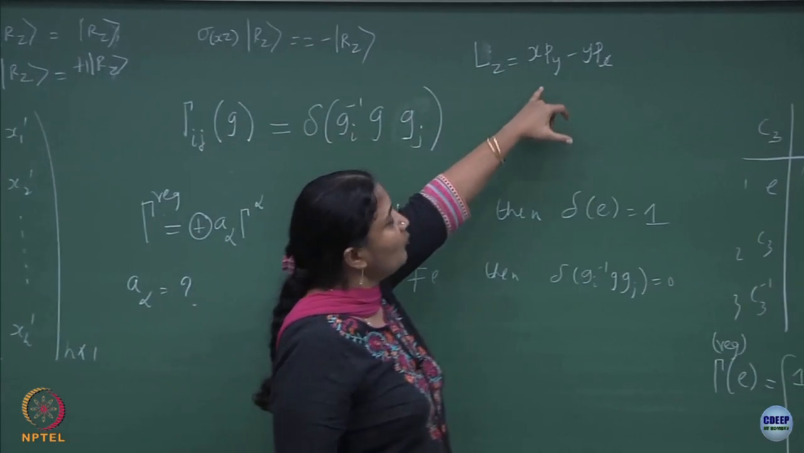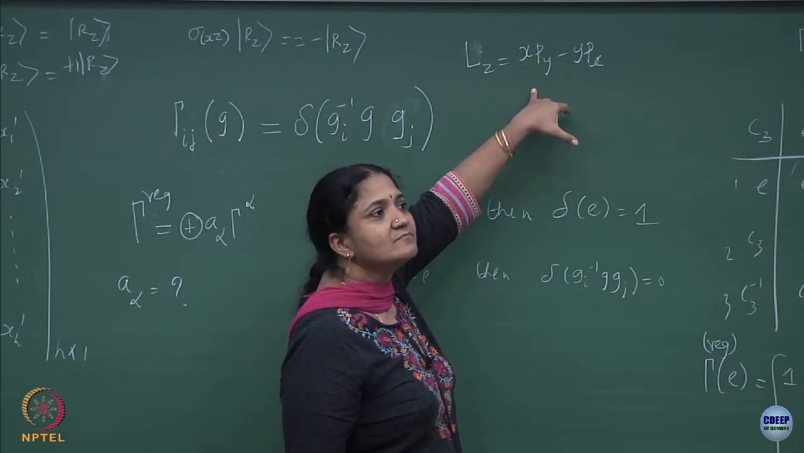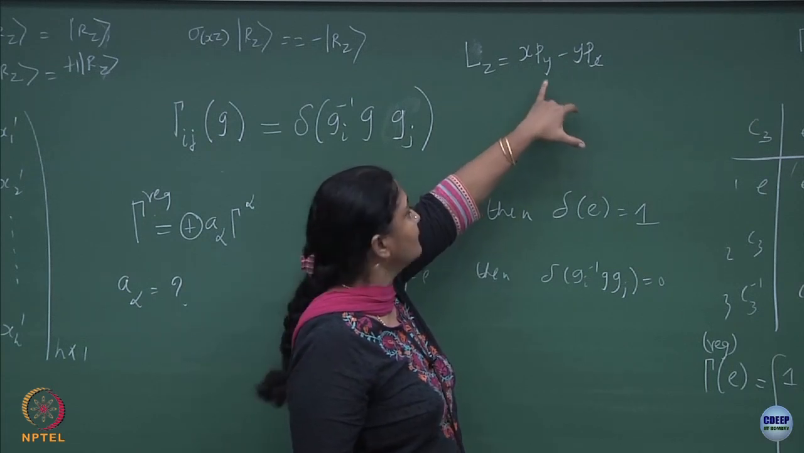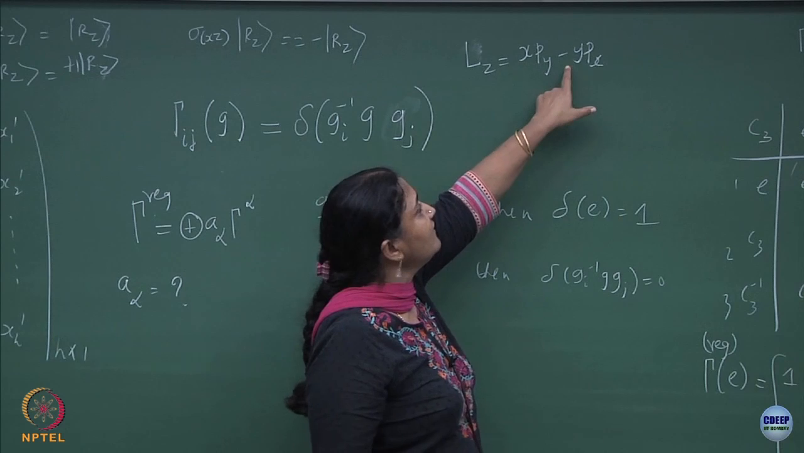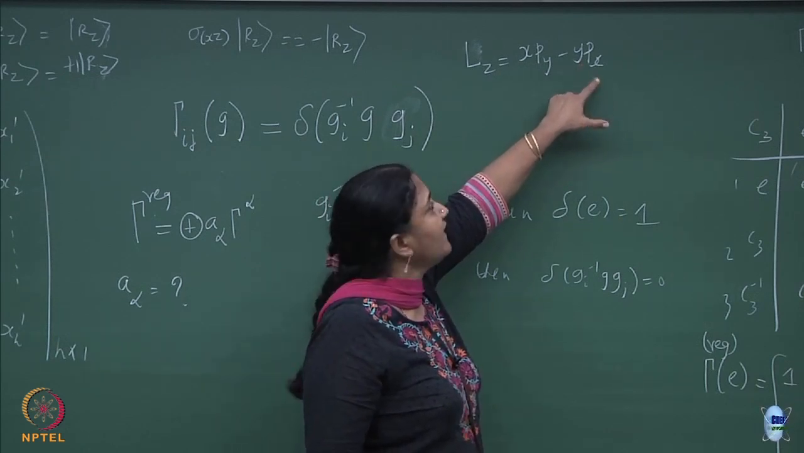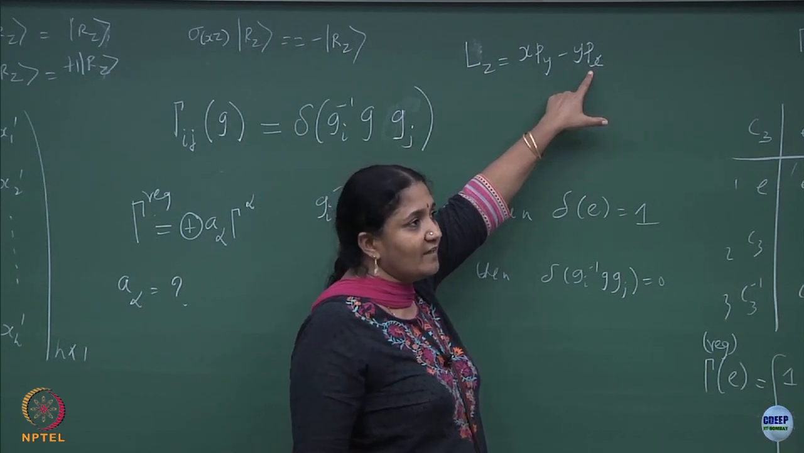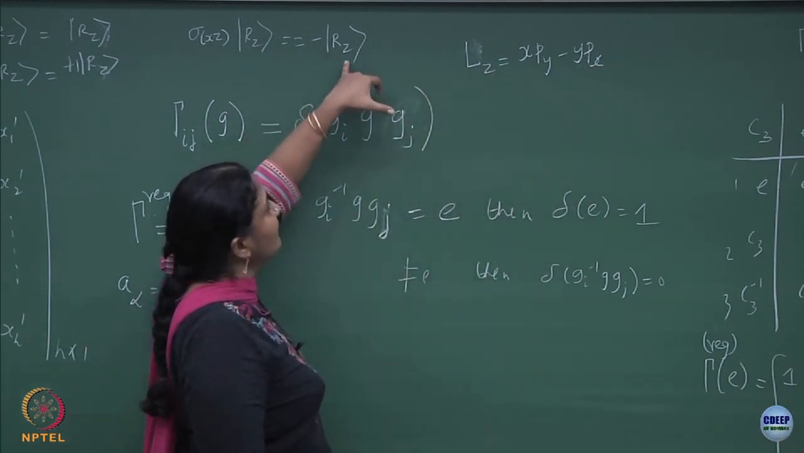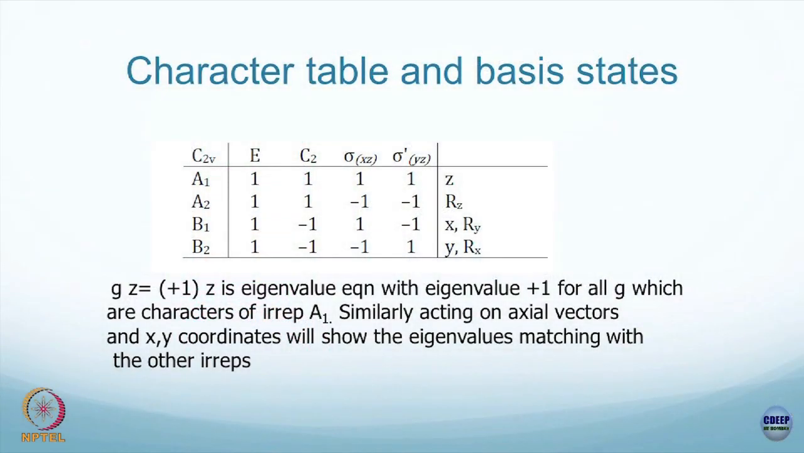Sigma xz on p y, what happens? Y component changes sign. So, there will be a negative sign. Similarly, here the y coordinate will change sign, but p x, which is the momentum x component, will not change sign. So, essentially you will get a negative sign on the other side, and that is exactly what you have here. Minus 1 is the number which you have to get whenever you operate the sigma xz element on the A2 irrep. Similarly, if I operate sigma yz, again it will be minus by the same argument, but instead of the y, it will be the x component which will change sign.